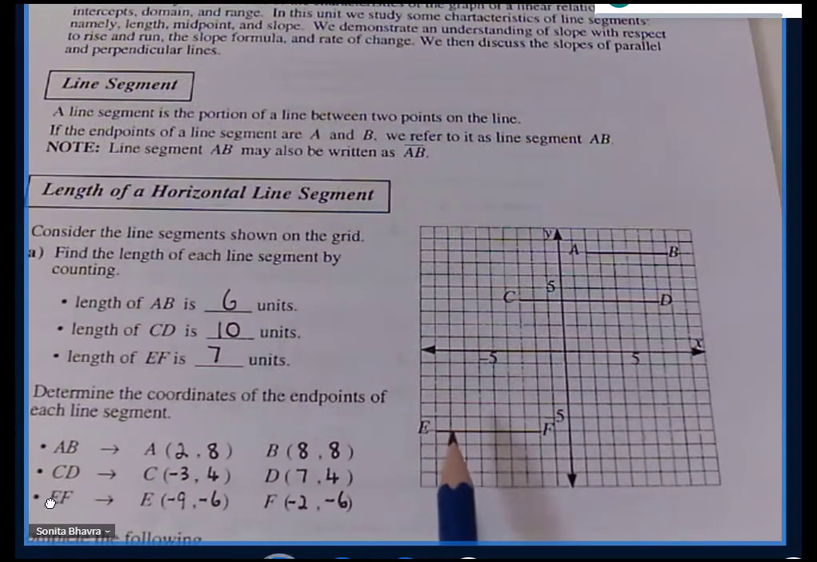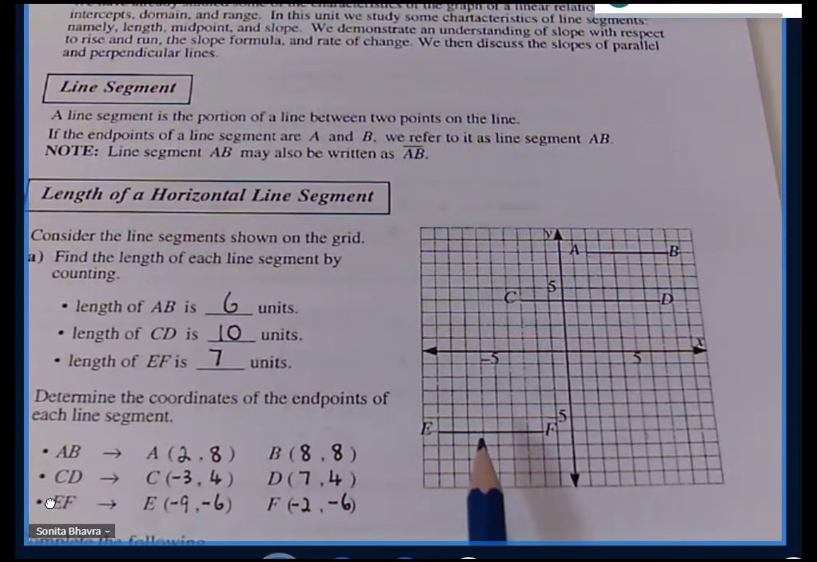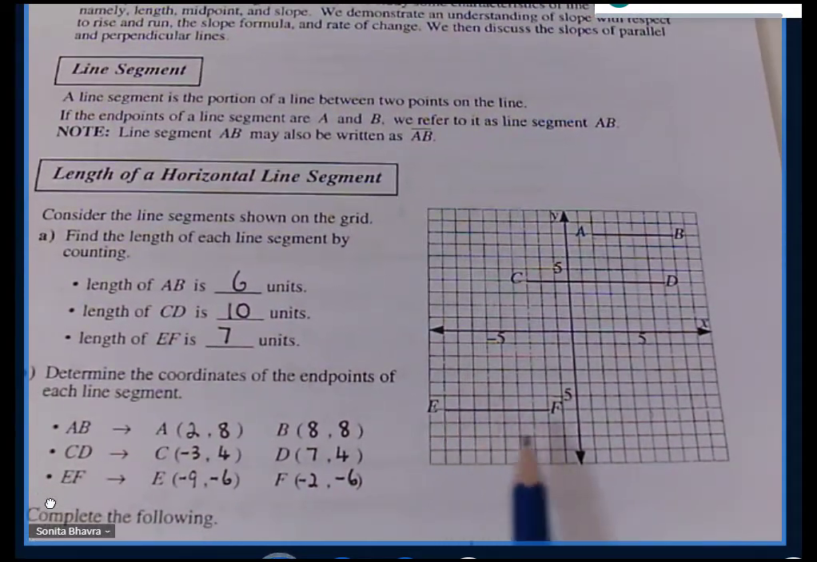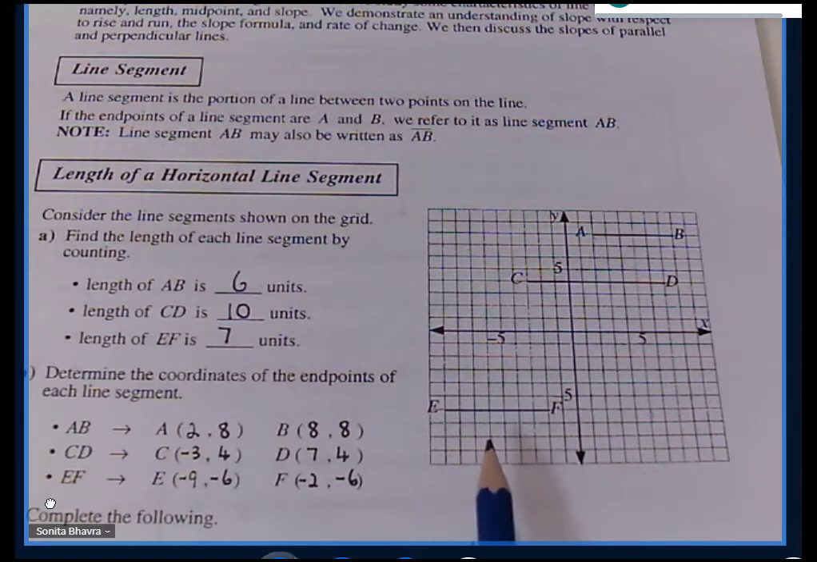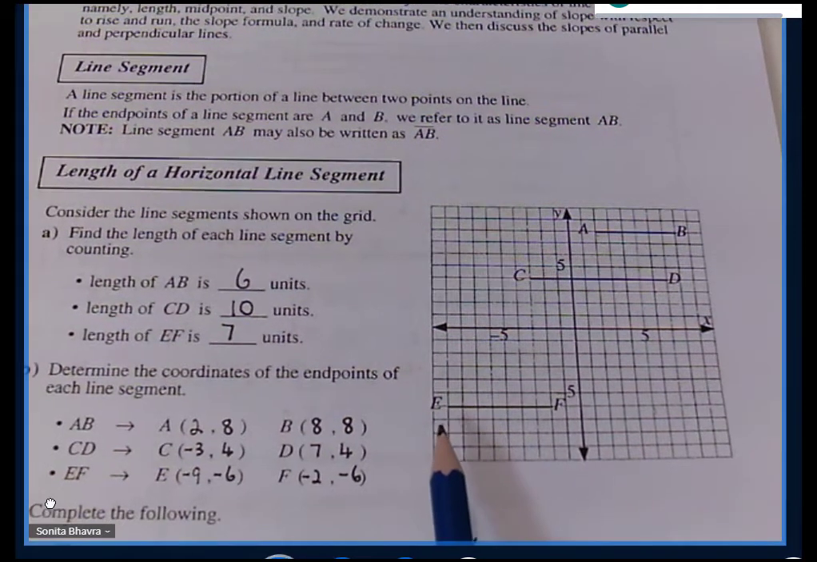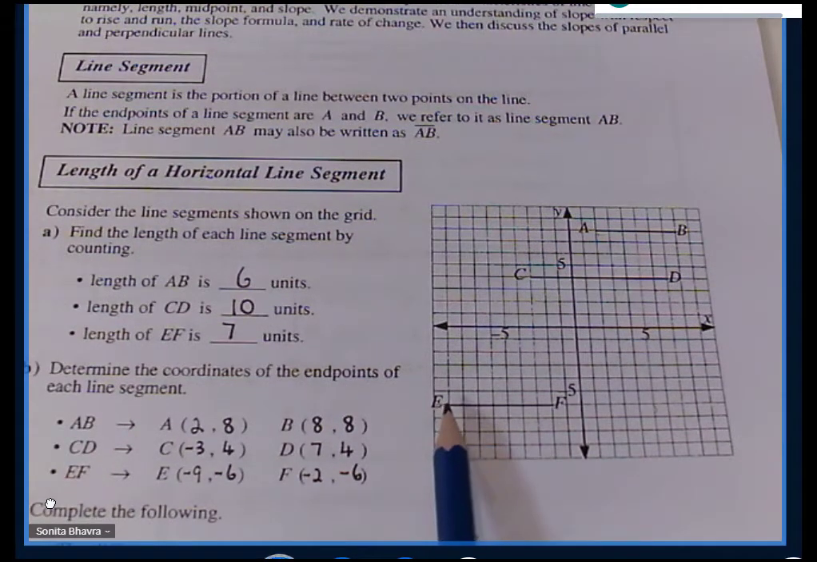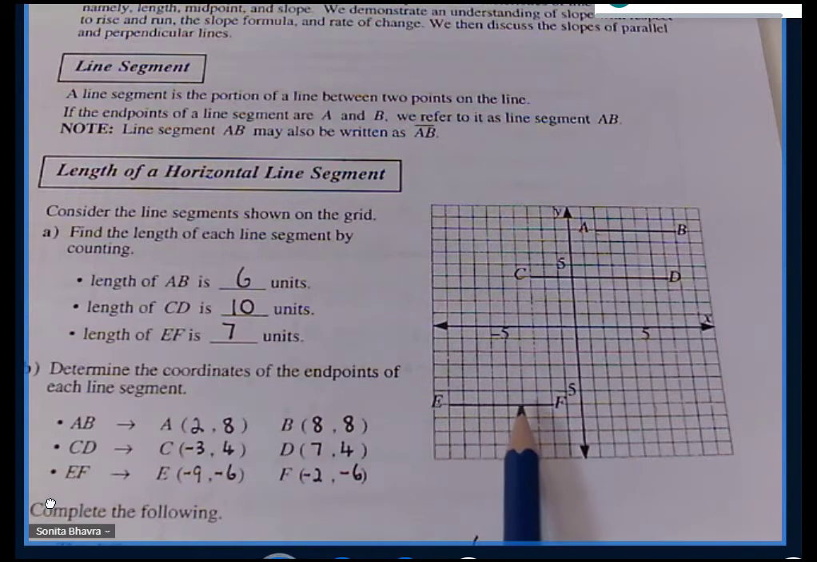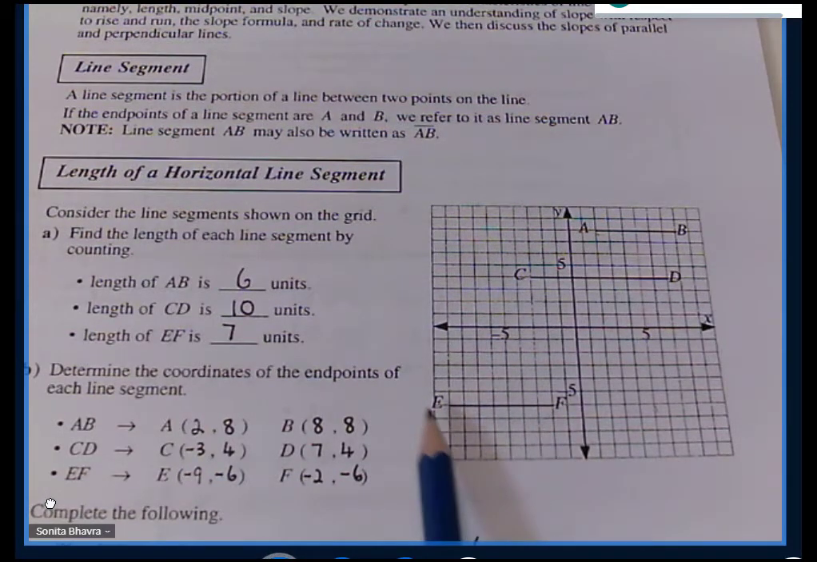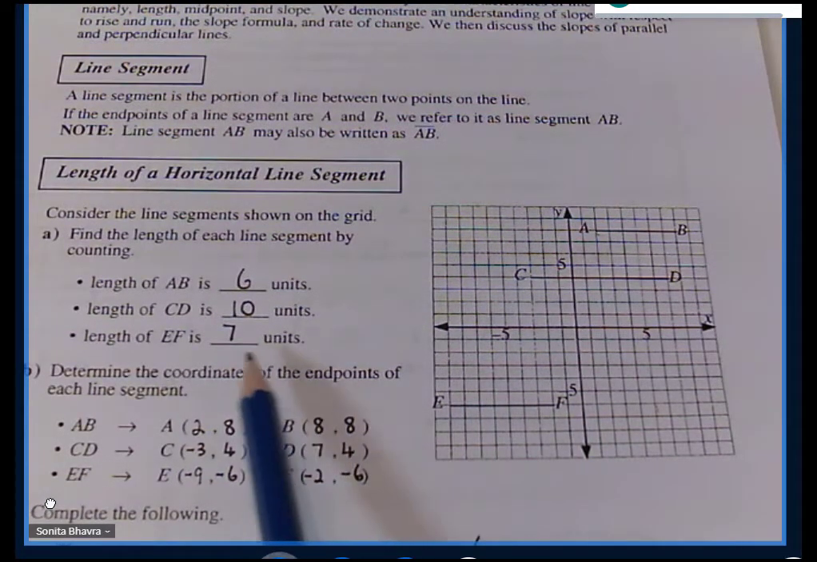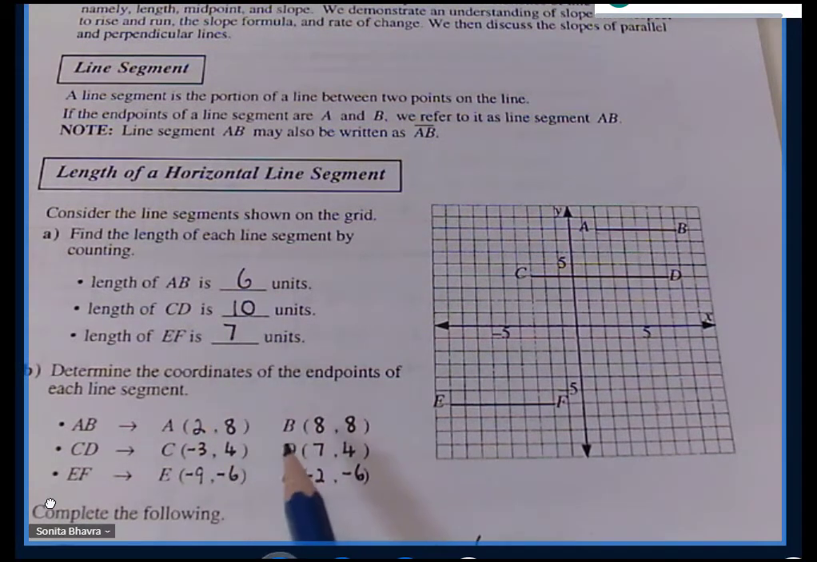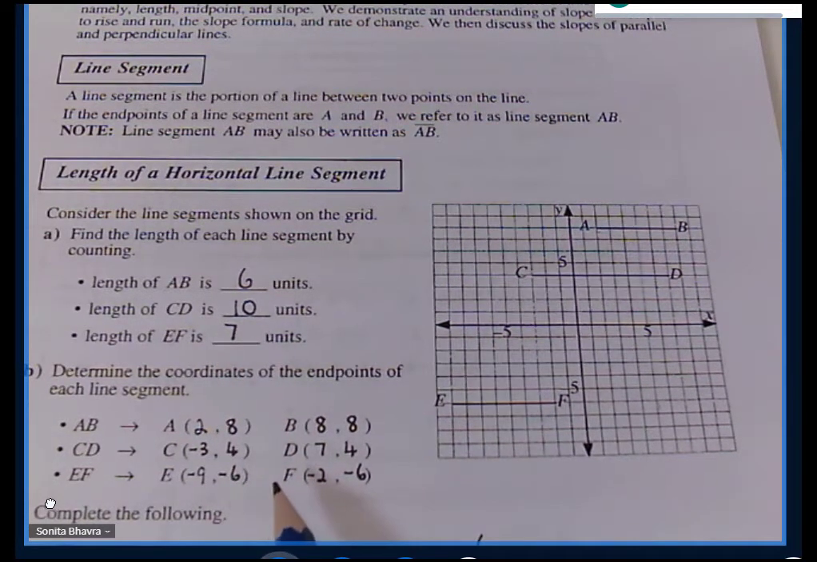And then remember, these are line segments. They don't have arrows on the end, so they're not continuing indefinitely. They have endpoints. And EF, again, you can just count your units. So 1, 2, 3, 4, 5, 6, 7. So the line segment EF has a length of 7 units.